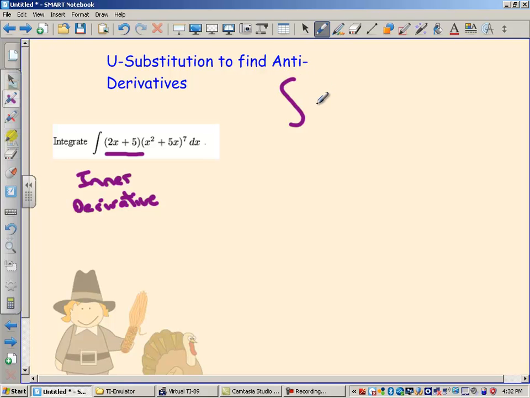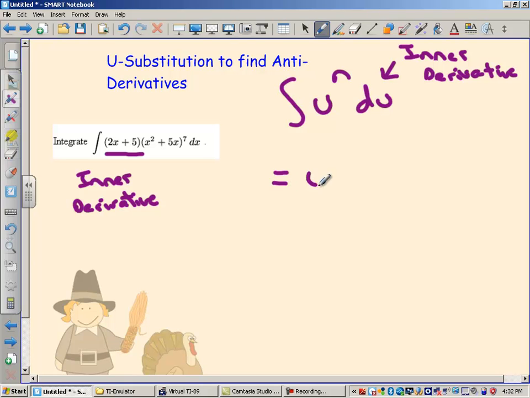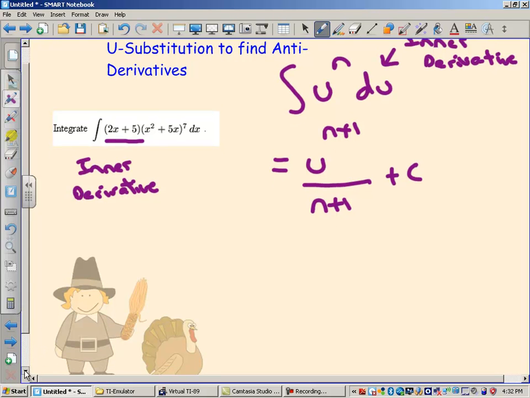I'm going to say the integral of u to a power, as long as we have du, which I'm going to call this again, the inner derivative, then this answer is u to the n plus 1 divided by n plus 1 plus c. So let's see if that's the case here. We're going to use U-Substitution in this example.